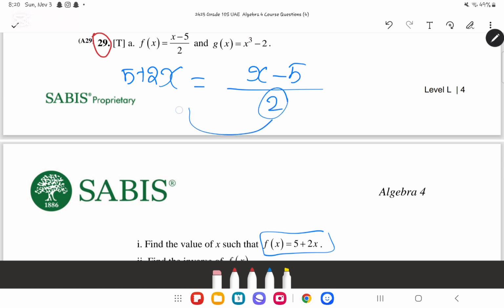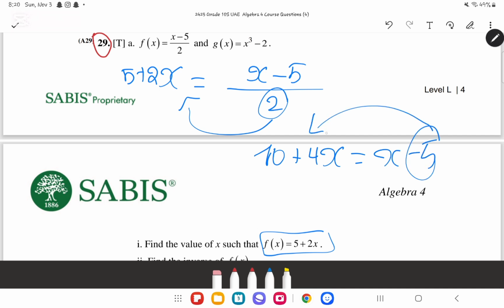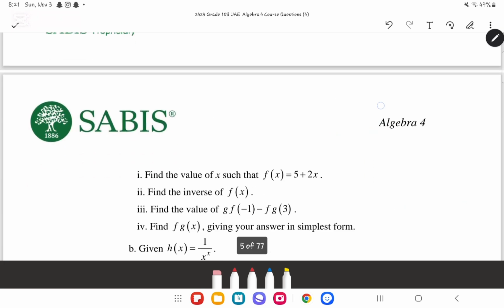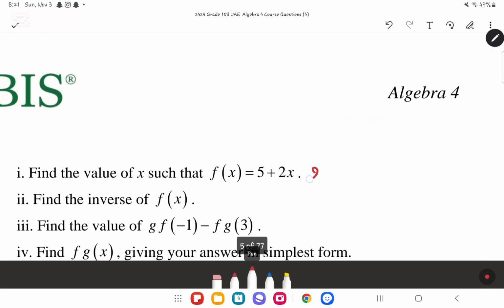So we're going to multiply this by 2. It becomes 10 plus 4x is equal to x minus 5. So then you move this over here and you move this over here. You are then going to get that 15 is equal to minus 3x. So then x is equal to minus 5. So for part I, we got that x is equal to minus 5.